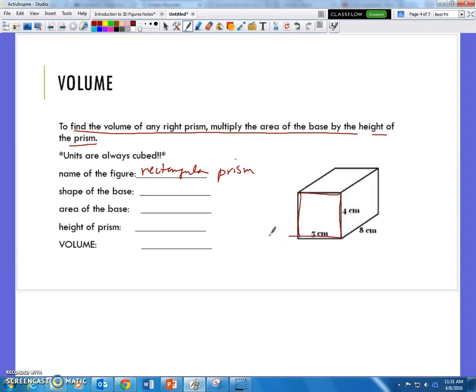and the shape of the base is in fact a rectangle. I know it's not a square because if it was a square, 5 and 4 would be the same number, and they're different, so I know it's a rectangle.